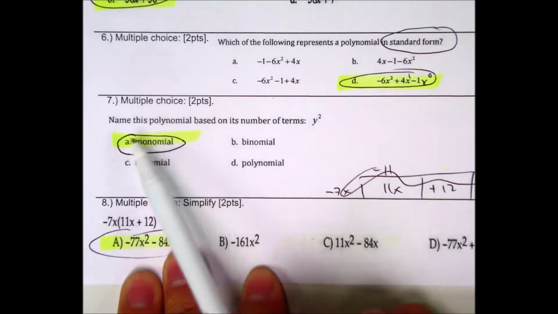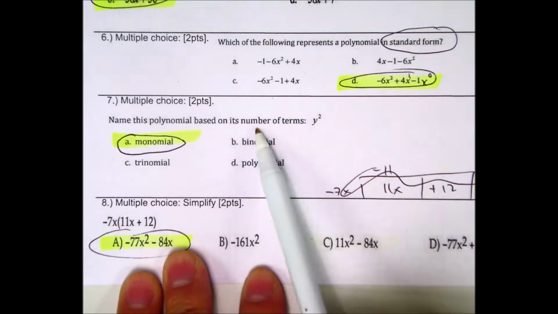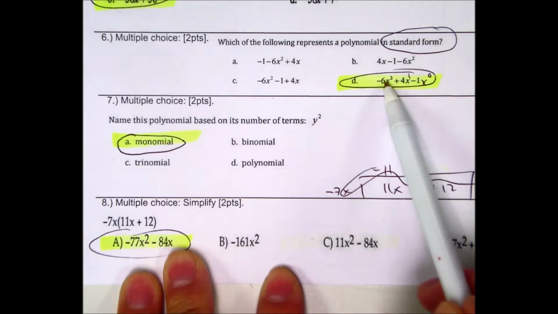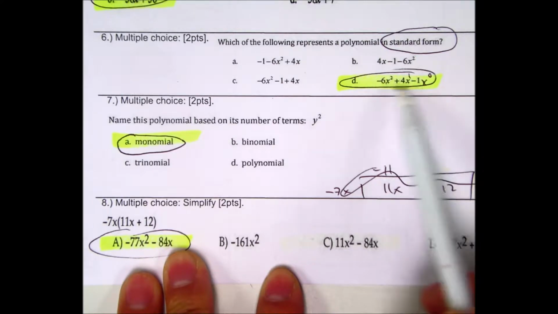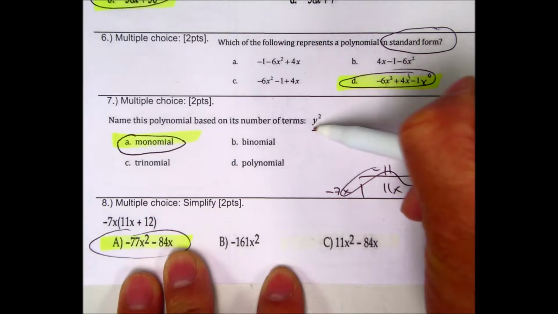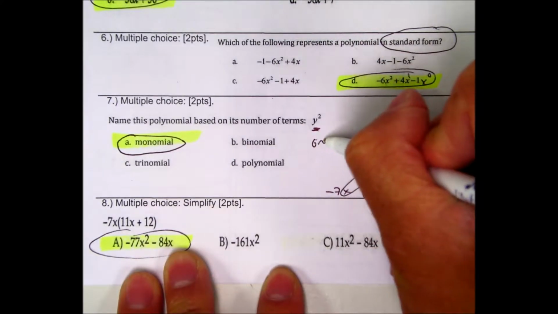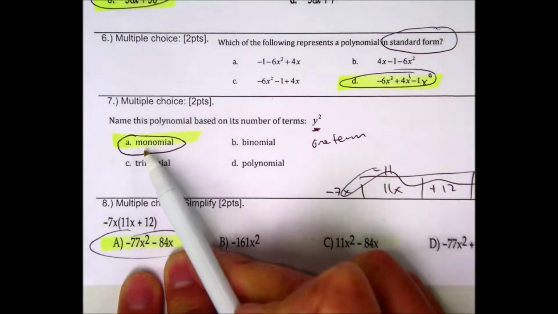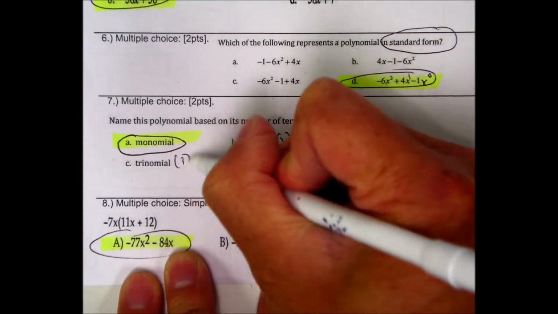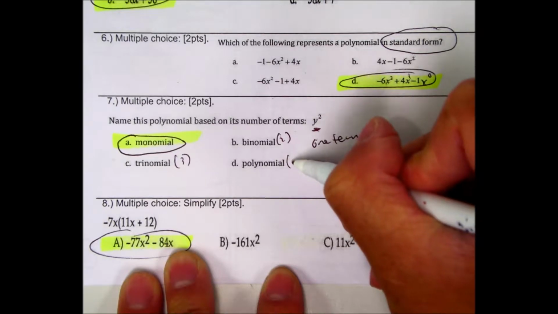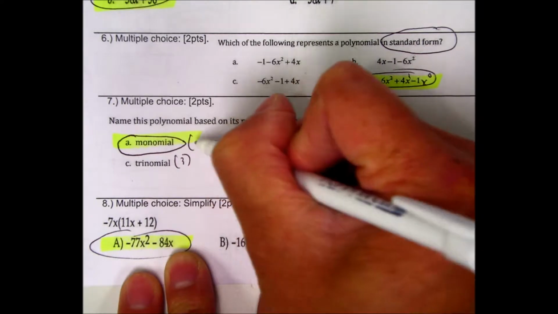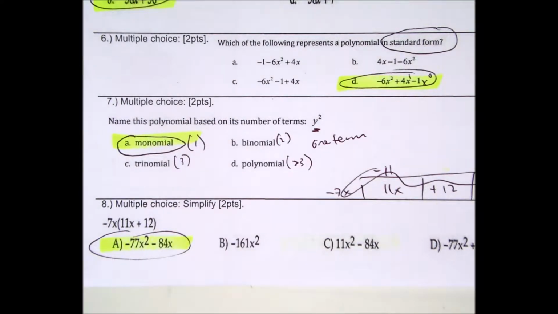Question number 7 says, name this polynomial based on its number of terms. So if I look up here, this one has 3 terms. 1, 2, 3 terms. This would be a trinomial. This one, they just give you y squared. That's just one term. One term means that is a monomial. So binomial is 2, trinomial is 3, polynomial is more than 3. So greater than 3. That one is 1. Okay?